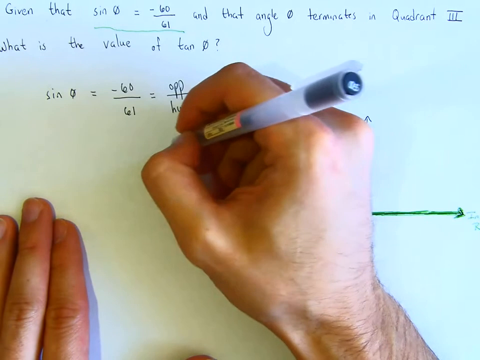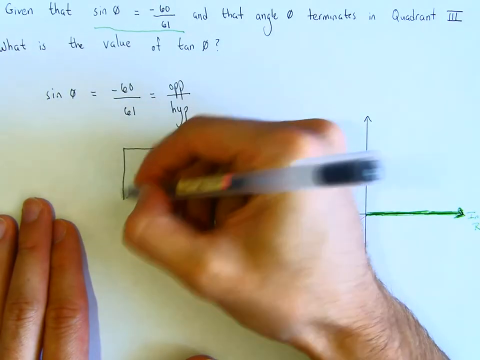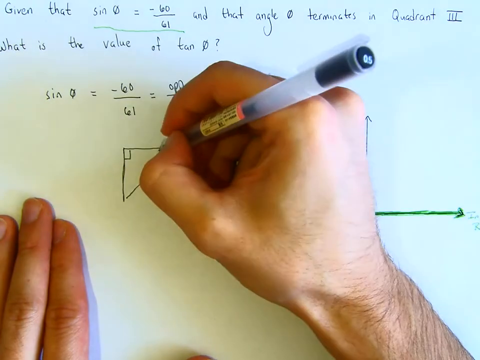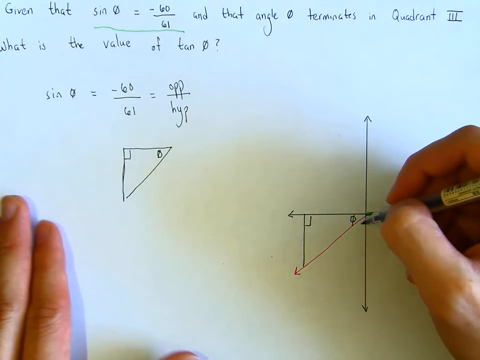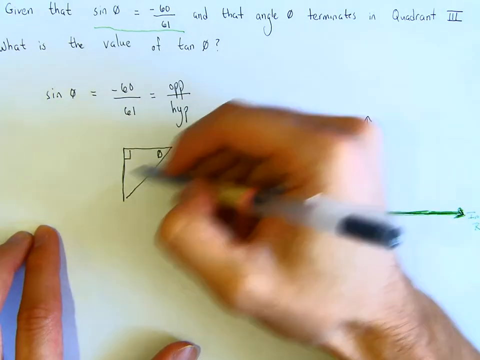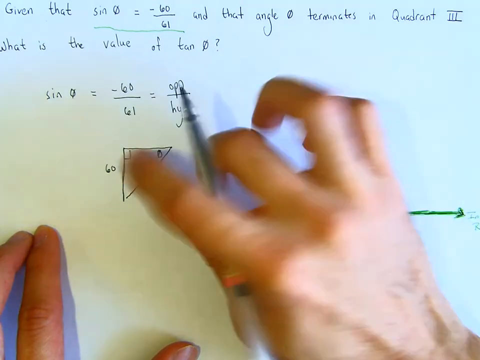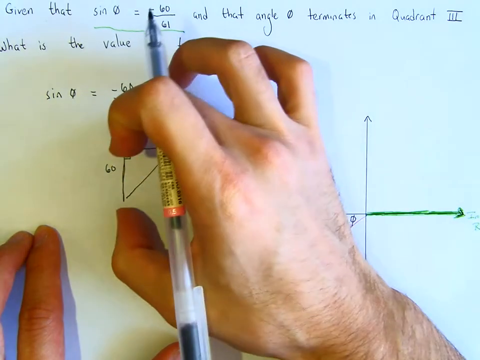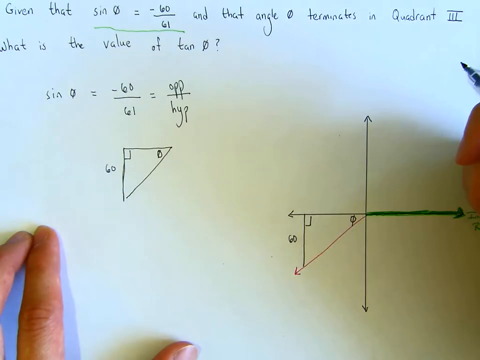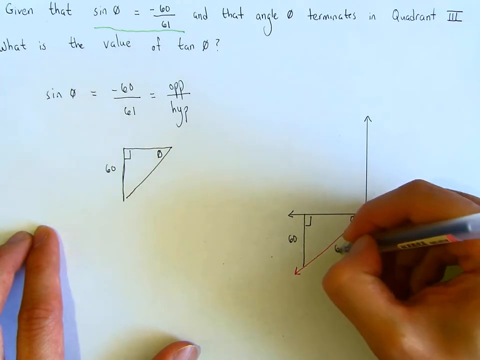let me draw the triangle like this. Okay. This is the right angle. Okay, and this is our theta. Notice what is opposite of the theta, it will have to be this side over here. So we know that this is 60. We're not going to say it's negative 60 because remember the distance can't be negative. So this is 60. What's the hypotenuse of this triangle? It's here, right? So this is 61.